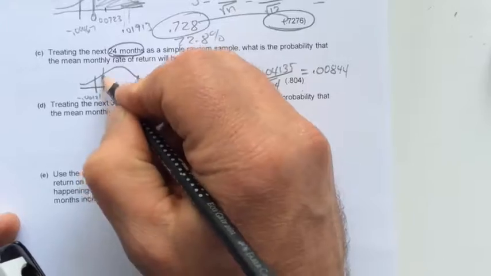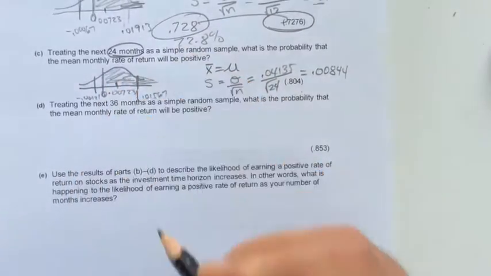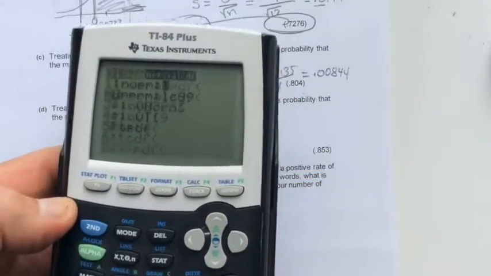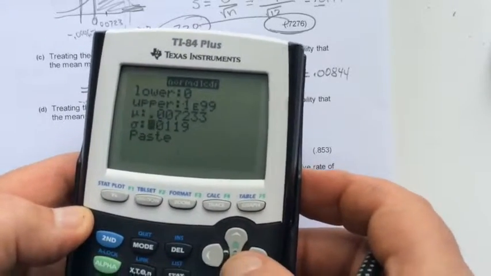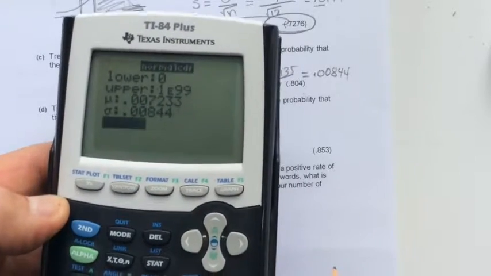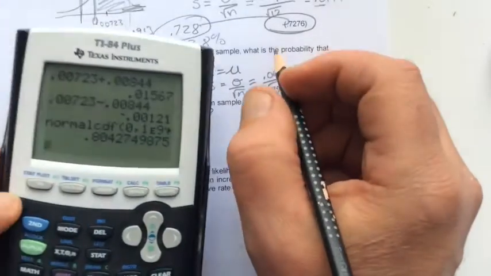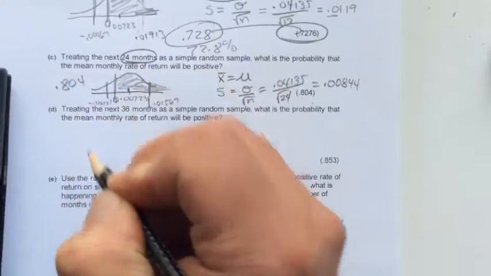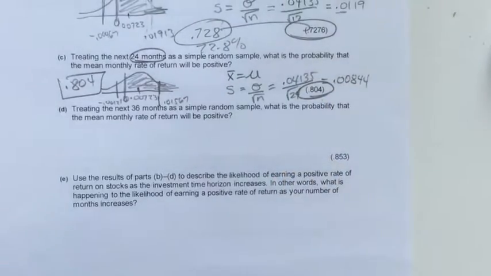And again, they want to know the chances it's getting positive, so 0 would be right in between there again. They want to know all that. So second, normal CDF, low of 0, high of infinity. Standard, the center is the same, but now the standard deviation is 0.00844. So we have an 80% chance that 24 months are going to be positive, which is what she's got.